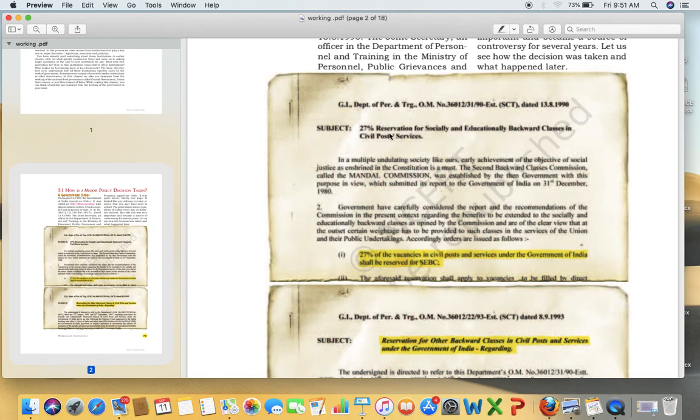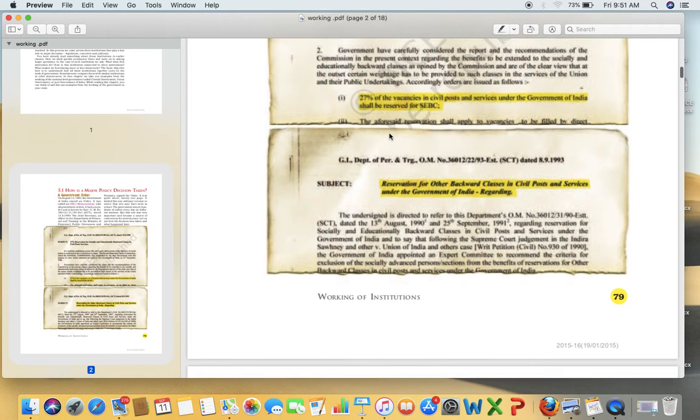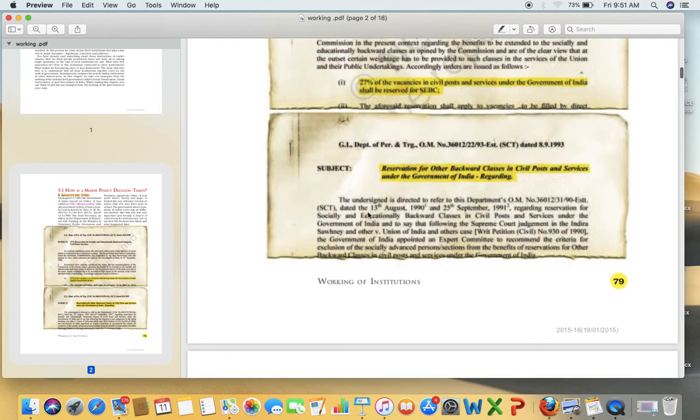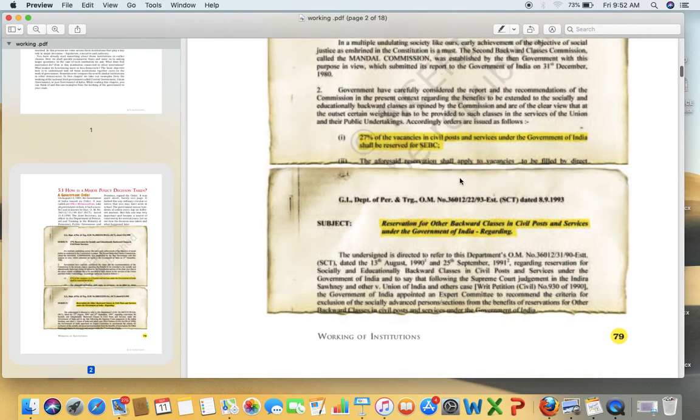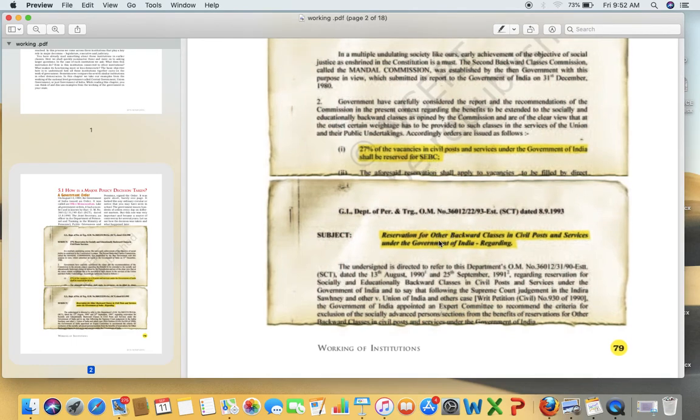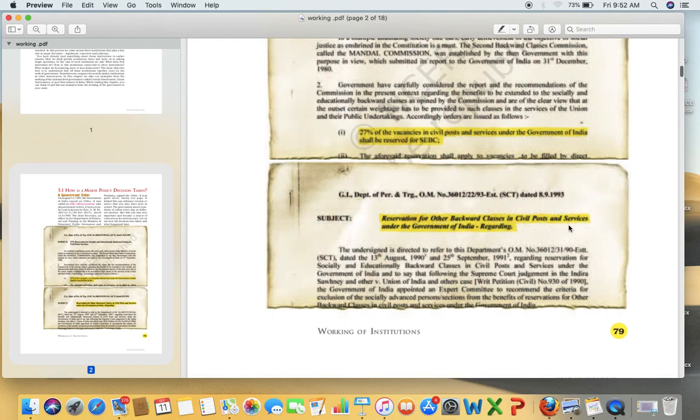After the Supreme Court gave the decision in 1992, the Department of Personnel and Training issued the second order, the next order introduced in the year 1993. On 8th September 1993, after implementing the suggestion made by the Supreme Court, the Department issued a new order. Now let's see the subject here: Reservation of other backward classes in civil posts and services under the Government of India. You can see the change here. Earlier it was talking about SEBC. Now this has been changed to other backward classes. Now reservation is for the other backward classes in all civil posts and services.